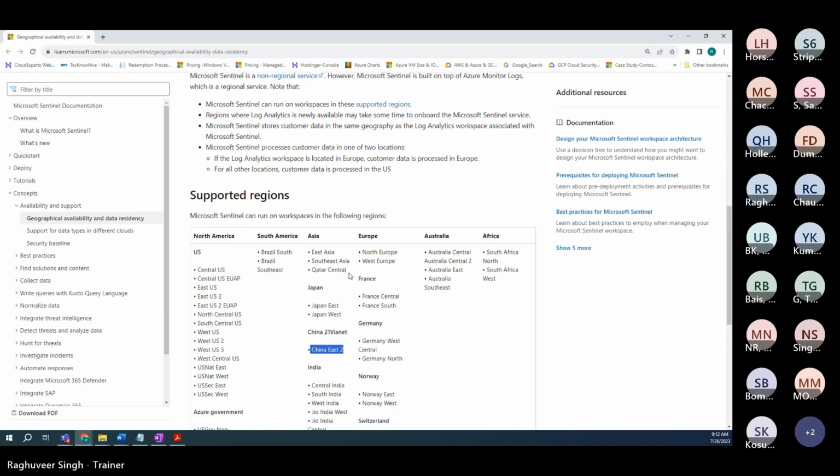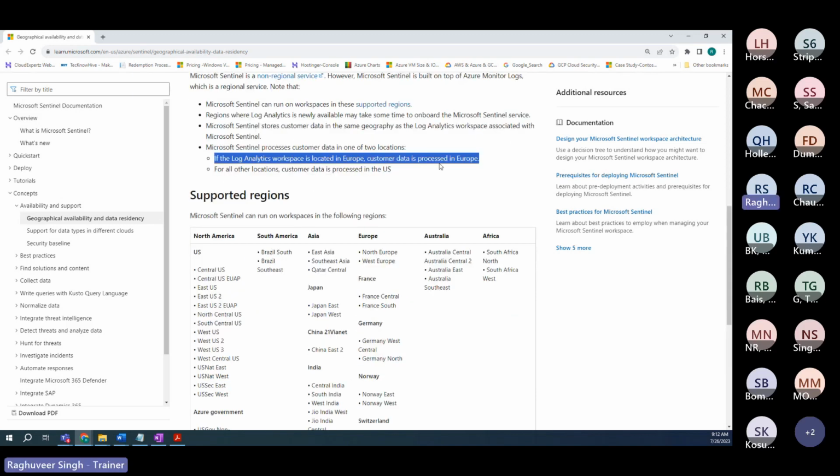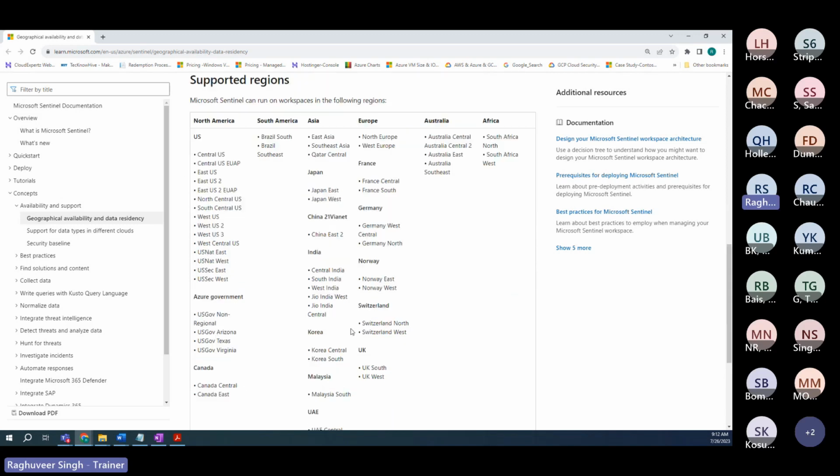Europe is another critical geography, but for Europe, they have an arrangement. They have it in North Europe. North Europe is the location where Sentinel is configured. So Sentinel is configured in two places in the world, US and Europe. That's it. For the rest of the geographies, these Sentinel deployments will take care of it.